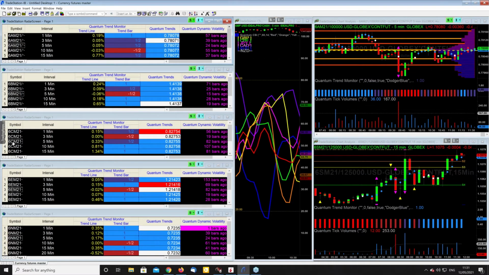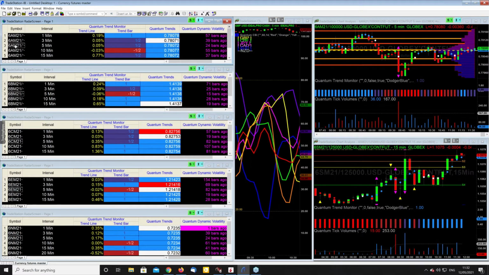This is CAD dollar, not dollar CAD, because everything in currency futures world is inverted towards the dollar. So everything is priced against the US dollar. So this is CAD dollar, this is euro dollar 6E, and this is New Zealand dollar. And I've got the Swiss dollar over here as well. But you can see from just the colors on the trend monitor, which run on radar screen, such a powerful way of flicking through charts very quickly.